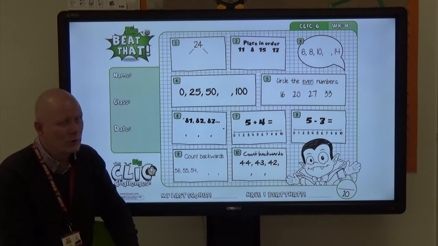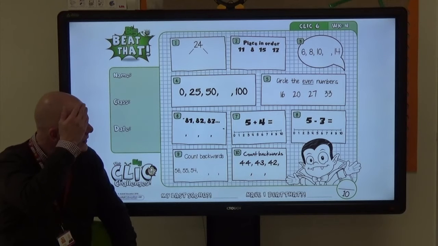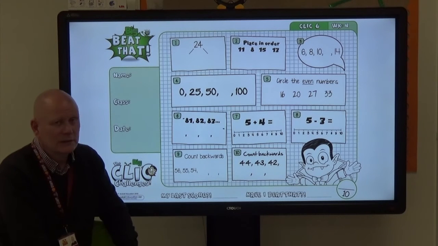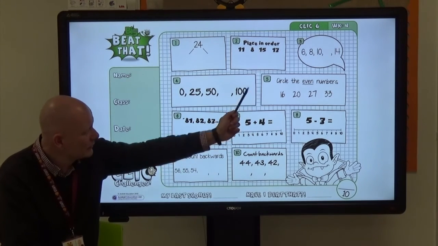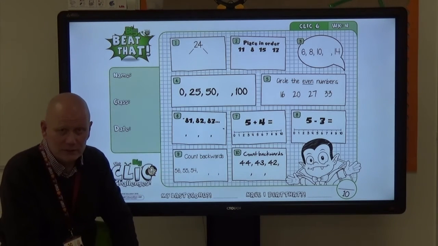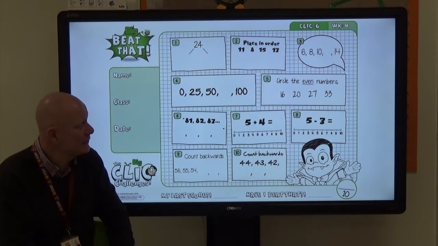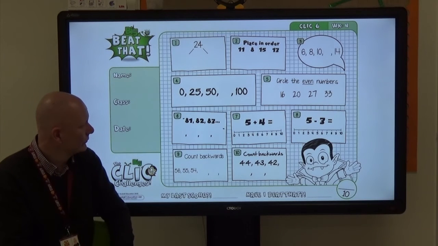Number 4. Now this is a tricky one I think this week. Okay, it's a number pattern again, a number sequence. What is the missing number? See if you can work it out. Okay, let's see how you get on. Number 5. Circle the even numbers this week. What are the even numbers? Or you're just going to write down the even numbers, not the odd, just the even numbers.